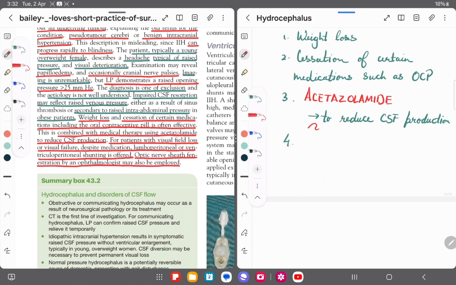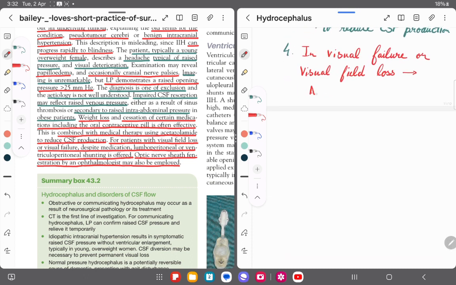So in visual failure or visual field loss, you can plan a VP shunt, ventriculoperitoneal shunt, or lumboperitoneal shunt.